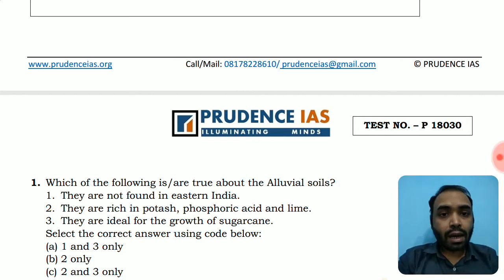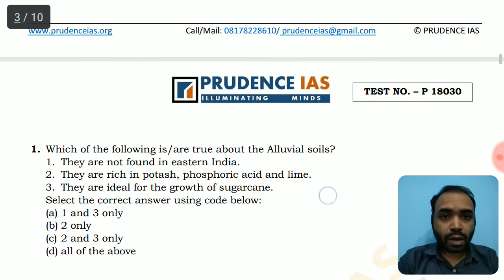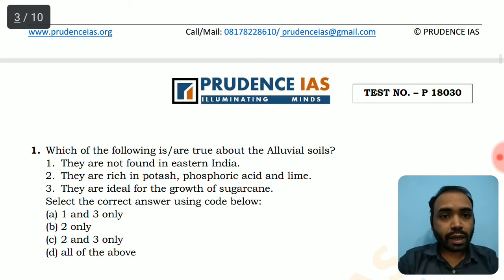So first, let's read the options. They are not found in eastern India. This is incorrect, obviously, because they are found in the deltas of the east flowing Ganga and Brahmaputra, the Gangetic and Brahmaputra deltas. They are rich in potash, phosphoric acid, and lime. This option is correct. They are very rich in all these nutrients.